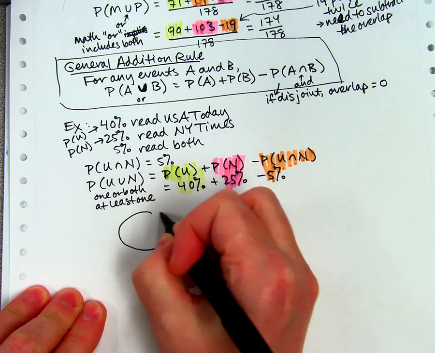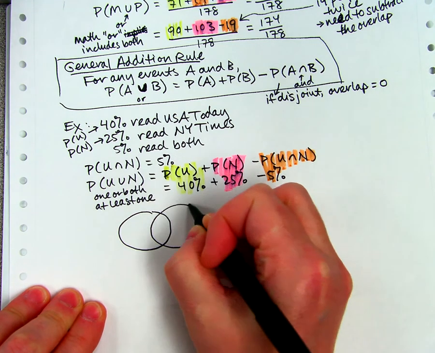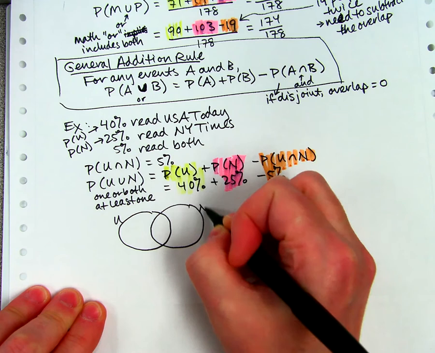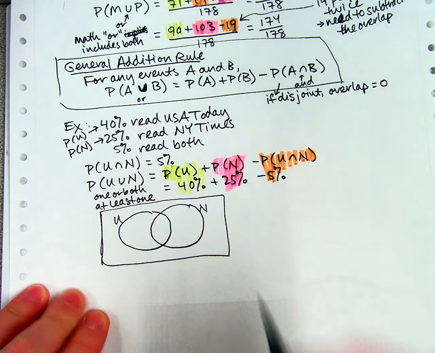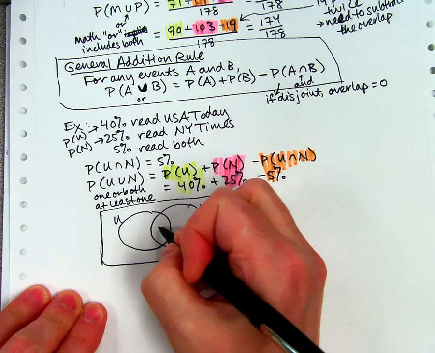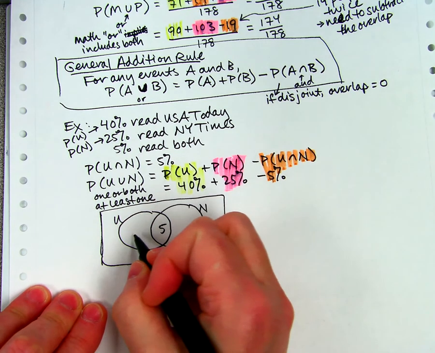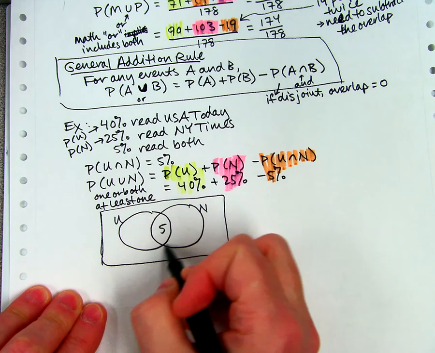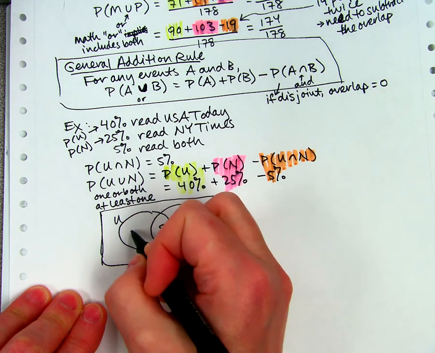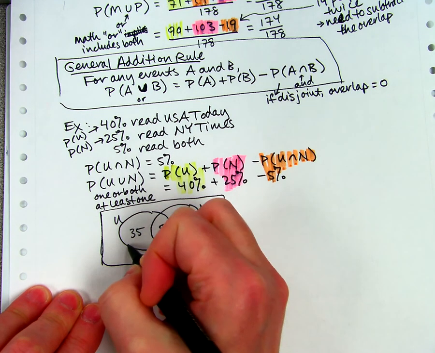So here it is in picture form. USA Today, New York Times. This represents everybody in the survey. We have 5% in the middle. Do not put 40 here. So the 40 is this whole circle, and that means we have to do 40 minus 5 to get this piece, and I wanted to make sure I talked about that.